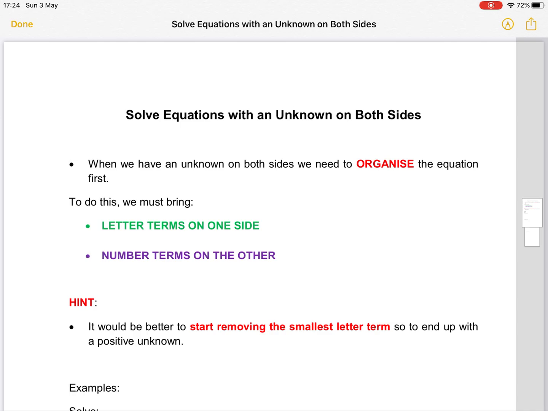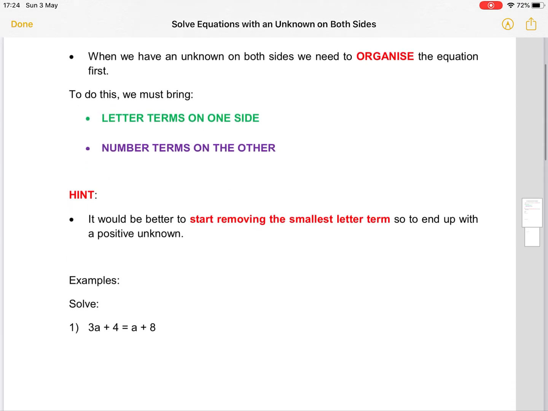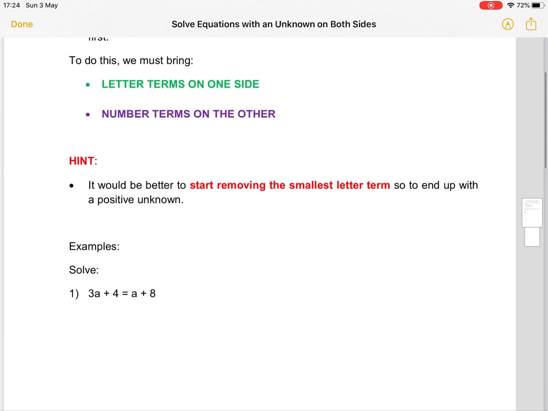Obviously, if the smallest letter term is an A, to remove it we must subtract A from both sides. If the smallest letter term is a 2B, we must remove the 2B by subtracting 2B from both sides, okay? Now, let's work the following few examples.